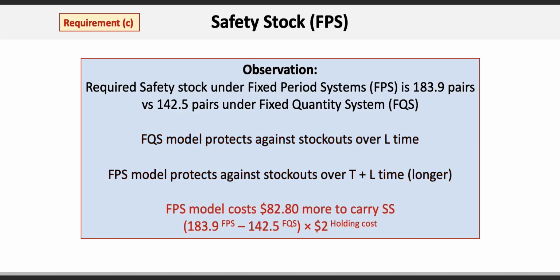We can also note here that it costs $82.80 more to carry the safety stock for the FPS system than the FQS system. We can confirm that calculation by taking 183.9 under the FPS system minus 142.5 pairs safety stock under the FQS system times a $2 per pair per year holding cost to get $82.80. So basically, to maintain the same service level of 95%, it costs $82.80 more under the fixed period system than the fixed quantity system.